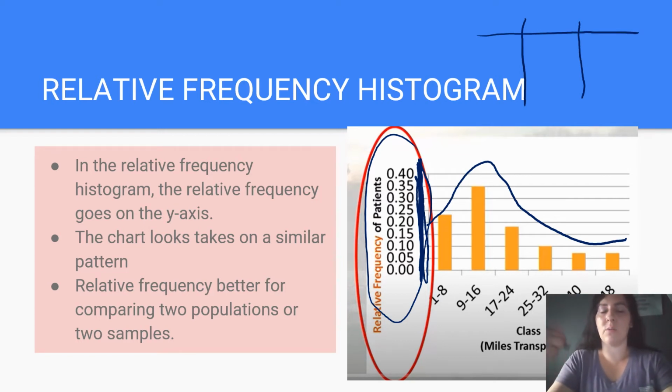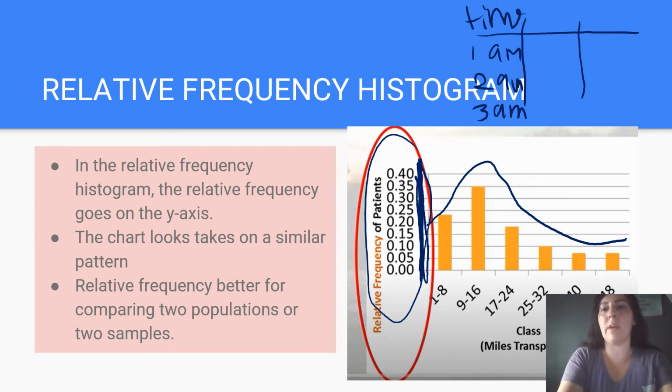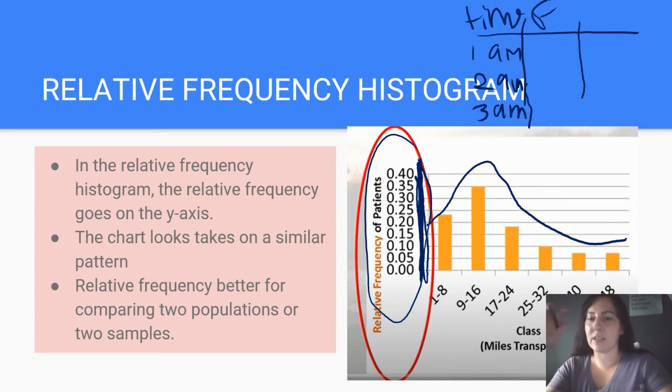Pretend that we're doing time, so 1 a.m., 2 a.m., 3 a.m. Like this could be our independent variable. These are the classes, whatever that constant variable is that we're not necessarily measuring. And then we have our frequency, right? So whatever we're measuring, maybe we're measuring how much liquid is evaporating from my mug of tea every hour.